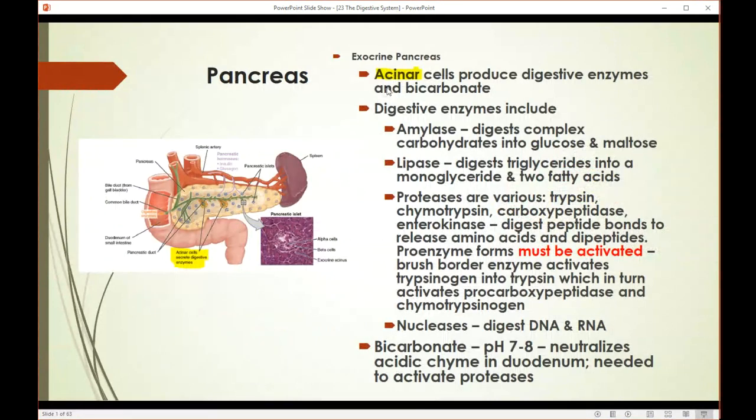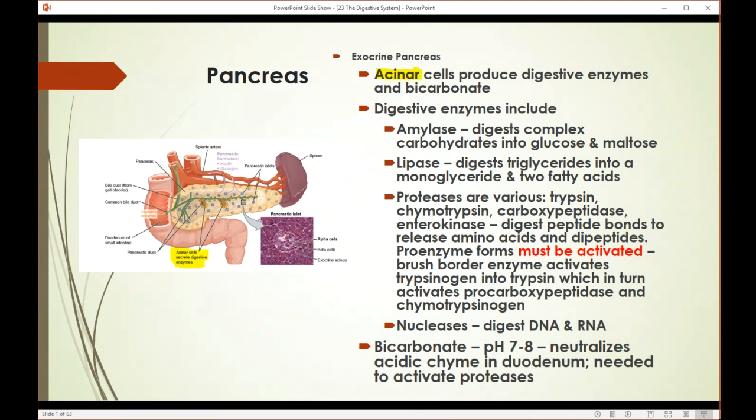The acinar cells within our pancreas, this is our exocrine pancreas, they're going to produce our digestive enzymes and our bicarbonate. The digestive enzymes include amylase. Amylase is going to digest our complex carbohydrates into glucose and maltose. Lipase is going to digest triglycerides into monoglycerides and 2 fatty acids. And proteases, we have bunches of different ones. Okay, we have trypsin, they're going to digest a bunch of them.